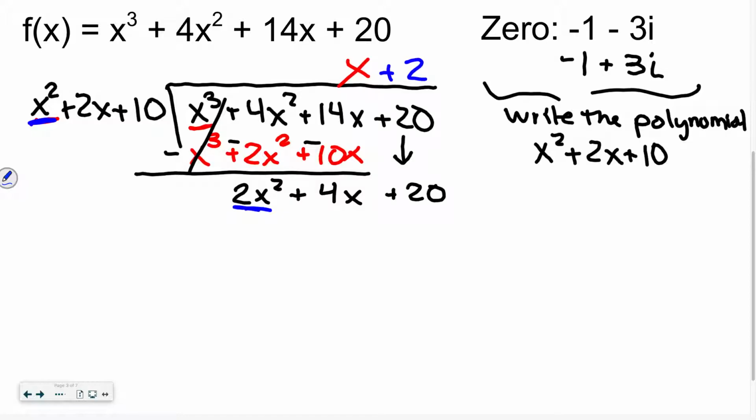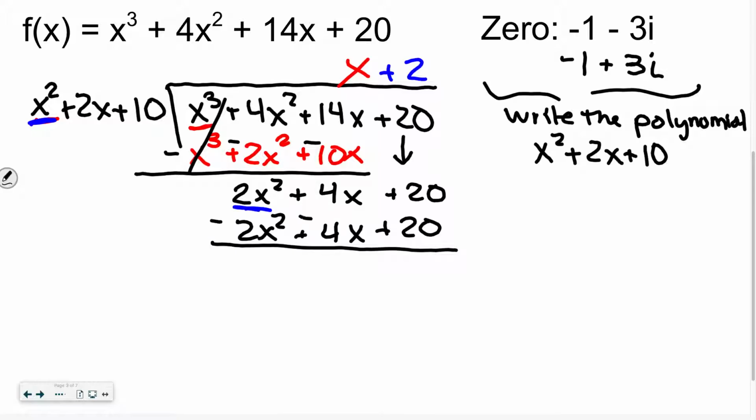This is also how you know you're done dividing, because you've hit the end of the quotient. Everything else would be a remainder. We should get a remainder of 0 if we did that factor correctly. So now I'm going to distribute the 2 to everything. That would be 2x squared plus 4x plus 20. Since I'm subtracting the exact same thing, negative, negative, negative. I get my 0 remainder, so it worked out.